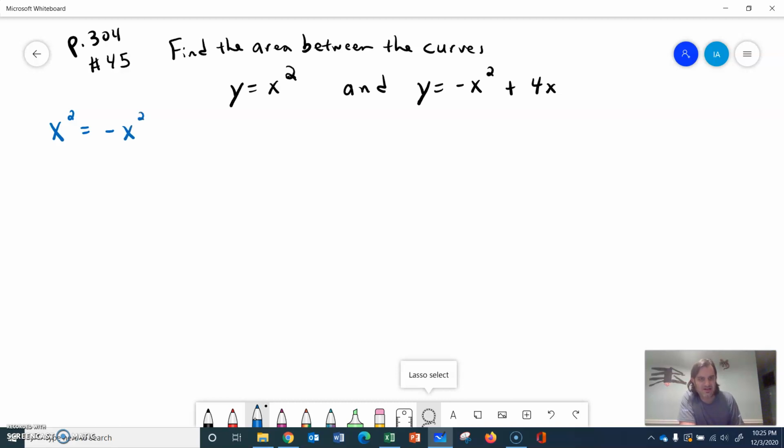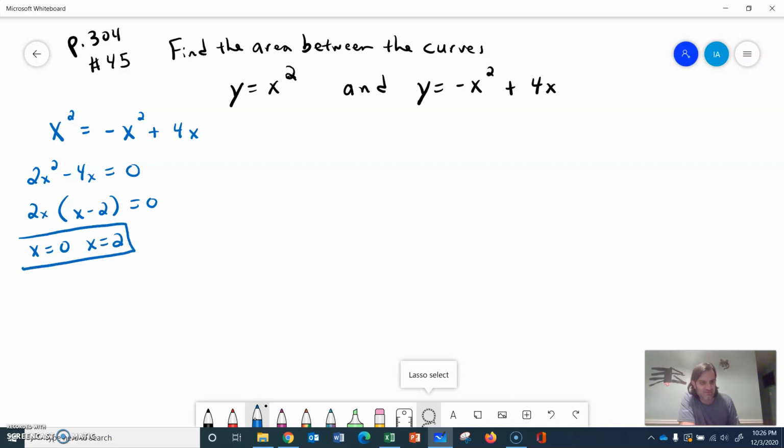So the equations are y equals x squared and y equals negative x squared plus 4x. So I'm going to set the two functions equal to each other. X squared will be equal to negative x squared plus 4x. Looks like a quadratic, so I'm going to pull everything to one side. So it'll look like 2x squared minus 4x equals 0. I can factor out a 2x and have 2x times x minus 2 equals 0. So the two answers I get are x equals 0 and x equals 2.